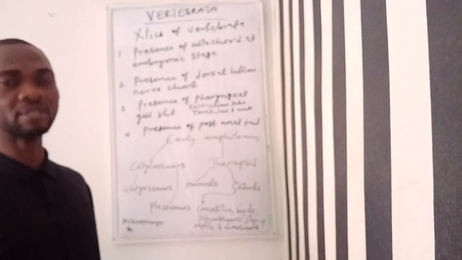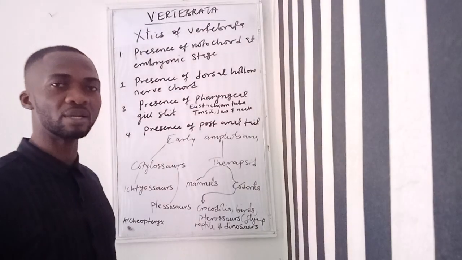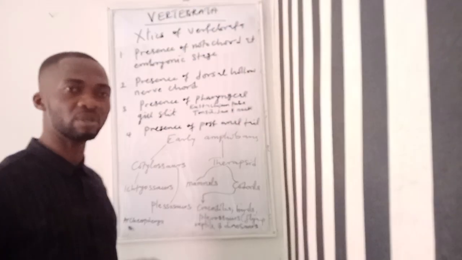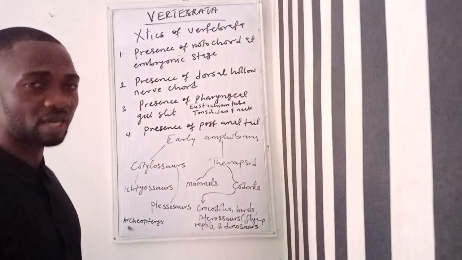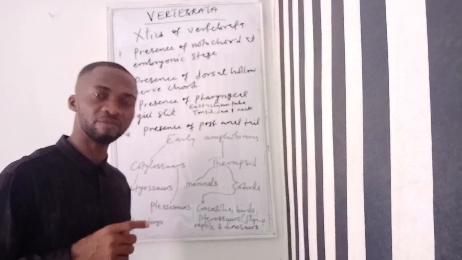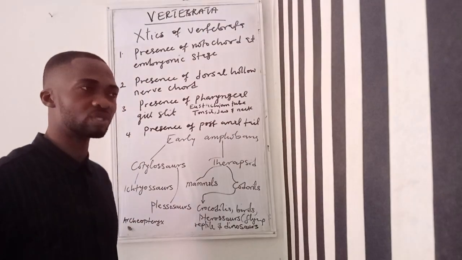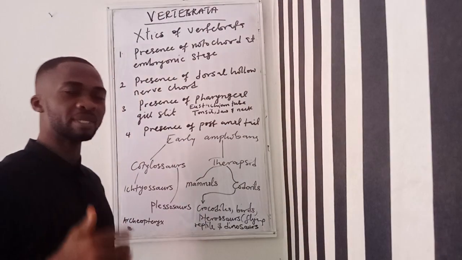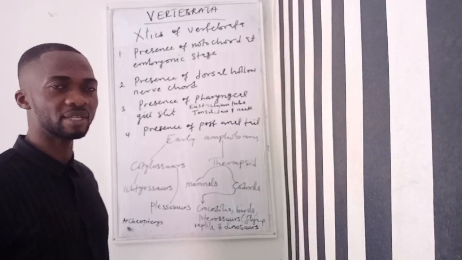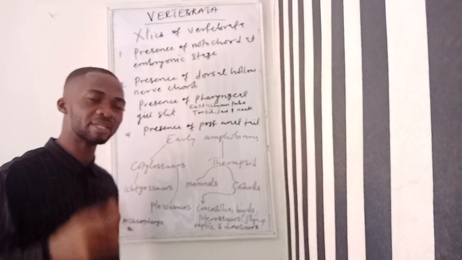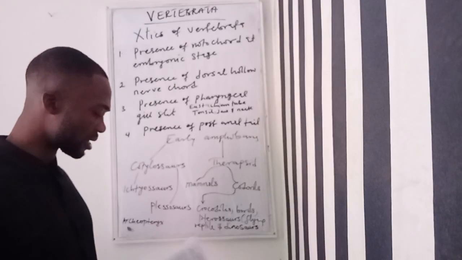Then there are other characteristics. Like I said, these four are the major key characteristics of the vertebrates. We have other characteristics such as being metamerically segmented. They are metamerically segmented. So that's another one.